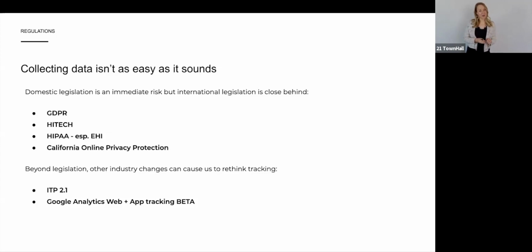And if you're in healthcare, you also need to think about HIPAA compliance around personally identifiable information or electronic health information and high tech.